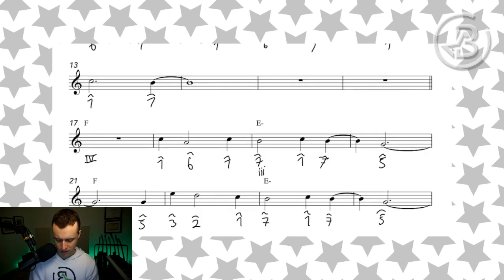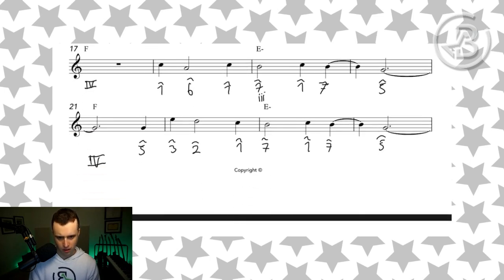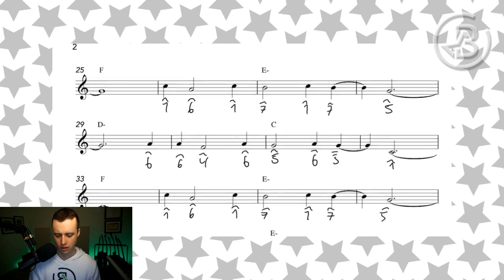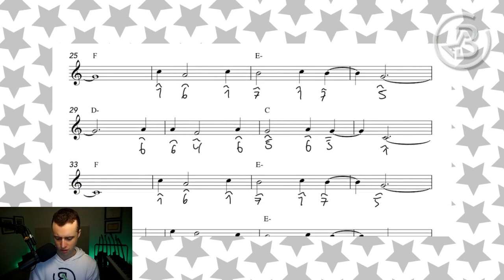Then we're back to F, which is 4. And then E minor, which is 3. F is 4. E minor, which is 3.